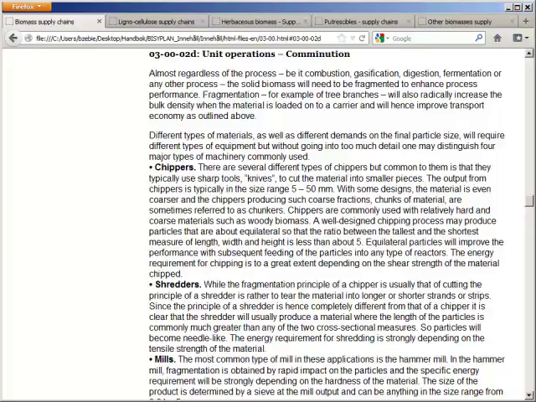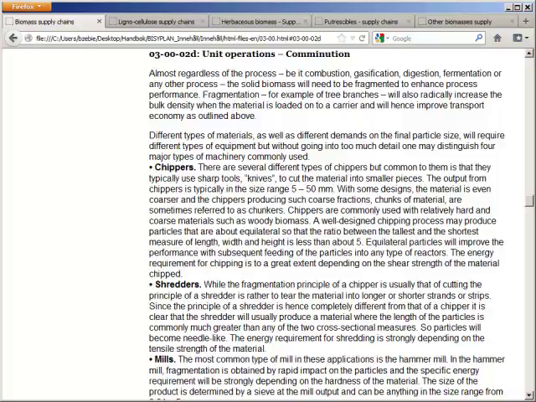Therefore, even though you might think that fragmenting the material as early as possible is a good idea to improve transport economy, the general advice instead is to postpone fragmentation until the last possible moment.